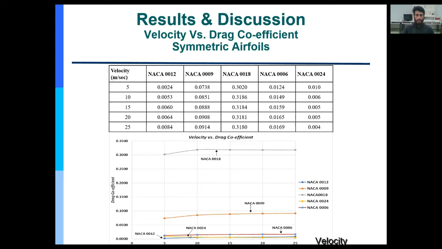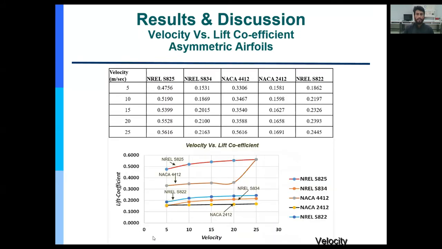NACA 0006, and this yellow line shows the drag coefficient for NACA 0024, and this blue line shows the drag coefficient of NACA 0012. If the drag coefficient is low for an aerofoil, then that aerofoil is good for horizontal wind turbines. So here NACA 0012 has a low drag coefficient value, which is the best one.